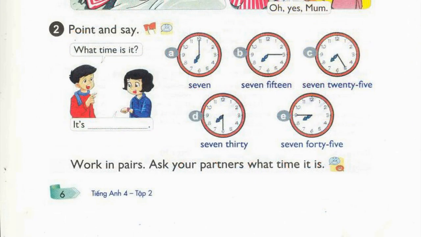Page 6. Activity 2. Point and say. What time is it? It's 7 o'clock. A. 7. B. 7:15. C. 7:25. D. 7:30. E. 7:45.